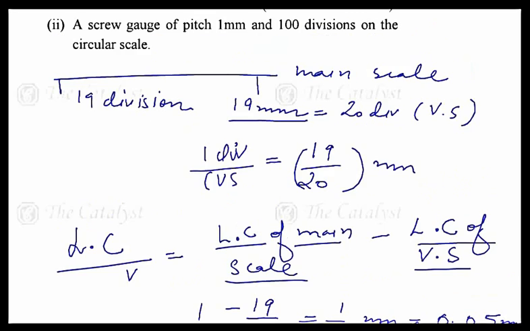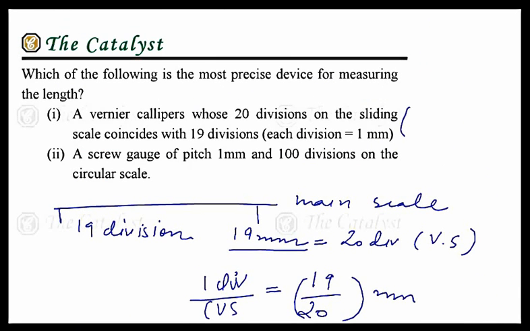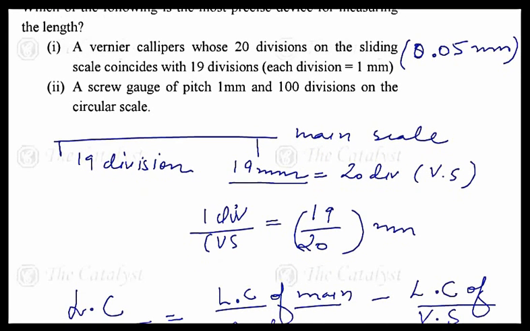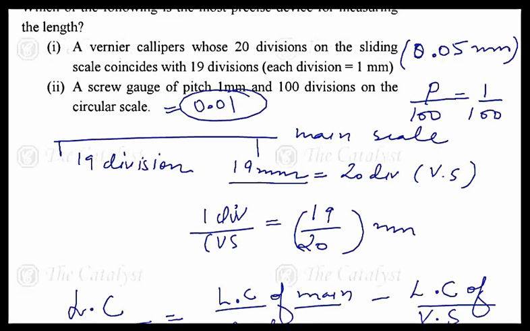Right, now this has got 0.05 mm as the least count. Okay, now screw gauge, it has got a pitch, it has got 100 divisions, pitch is 1 mm and 100 is this. So if you calculate the least count, 1 by 100 is 0.01. This is more precise, right?